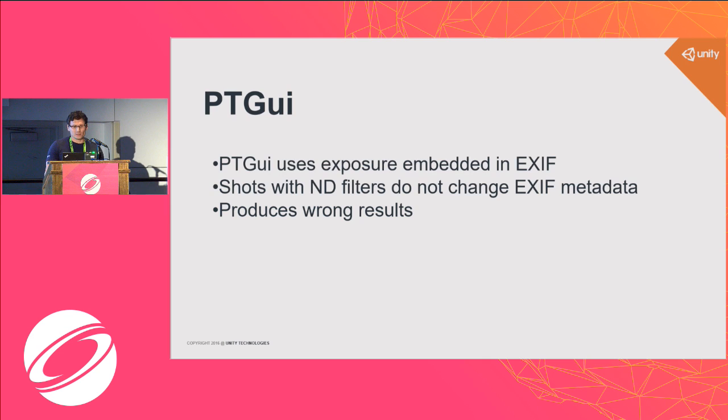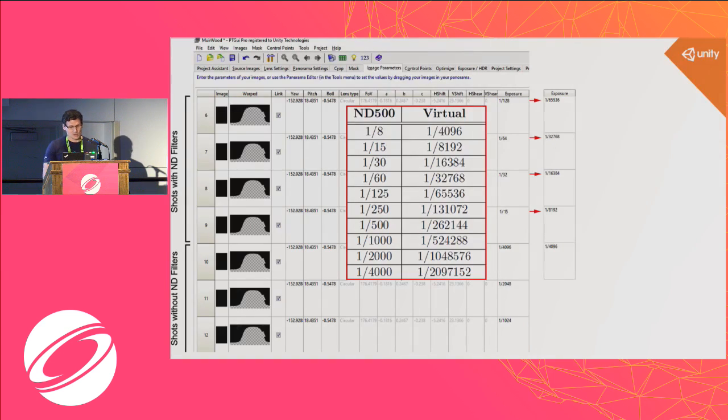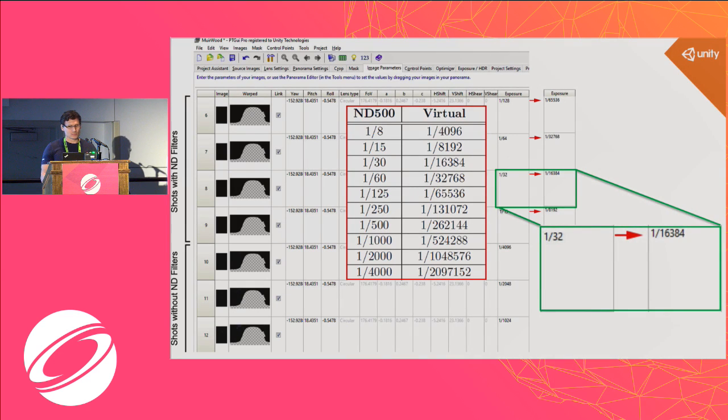To build the HDR, PTGui uses the exposure embedded in the EXIF, and this information is not changed when using ND filters, and so it produces wrong results. We must edit the exposure manually in PTGui with the value of the virtual shutter speed I mentioned earlier in our table.